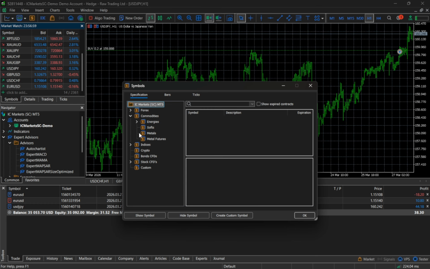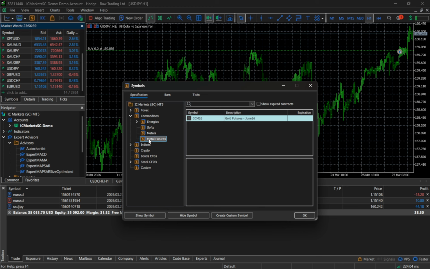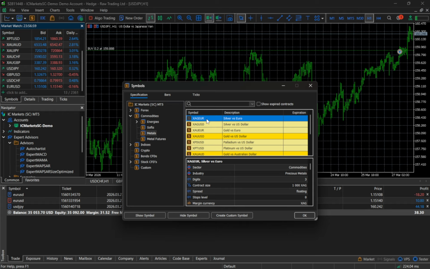XTIUSD for oil, and XAGUSD for silver. These are your commodity pairs. Double-click or drag one onto a chart to load live pricing and start your analysis. If you don't see the exact symbol at first glance, use the search bar or expand folders until it appears.